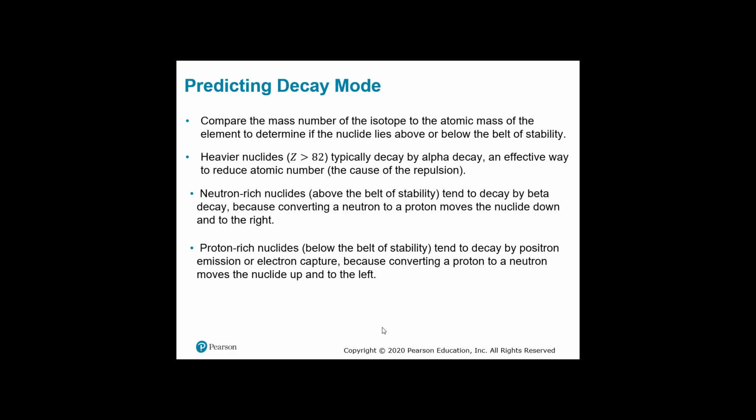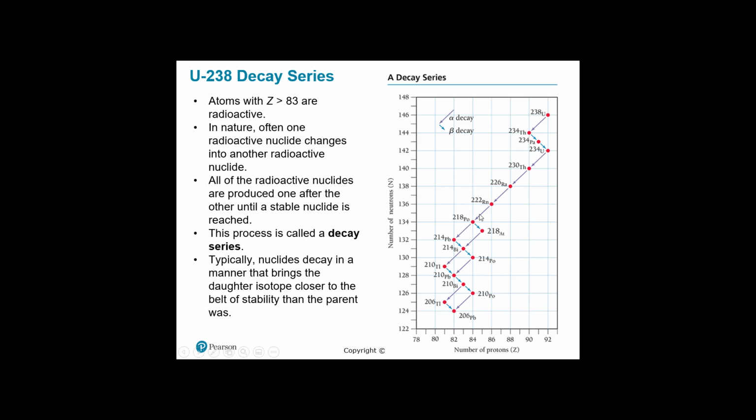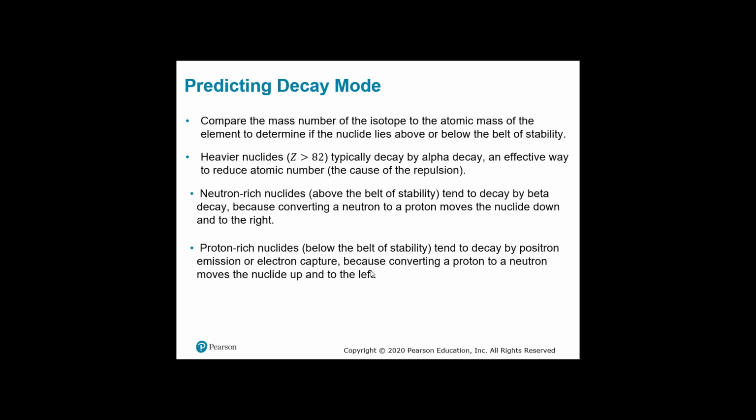Heavier nuclides typically decay by alpha decay, an effective way to reduce the atomic number. Neutron-rich nuclides above the belt of stability tend to decay by beta decay, which I've already stated. And what it does is convert a neutron to a proton, and it moves the nuclide down and to the right. So you can see that if you look at this, as it goes down, it's changing the number of neutrons, and it's also changing the number of protons. So remember, we changed this into an entirely different atom.